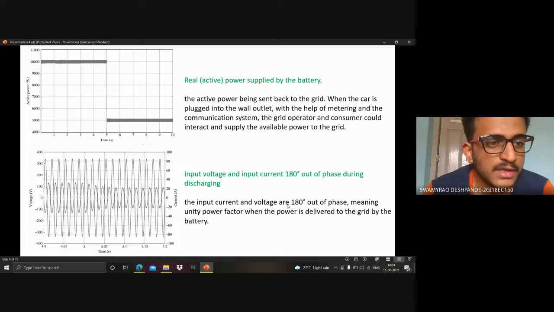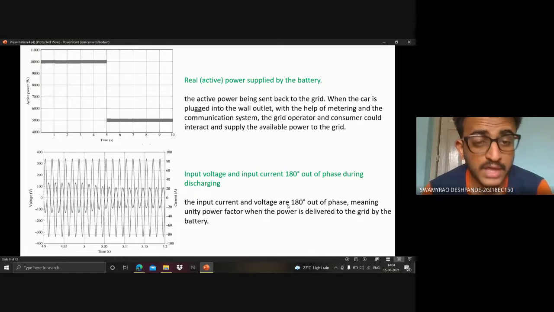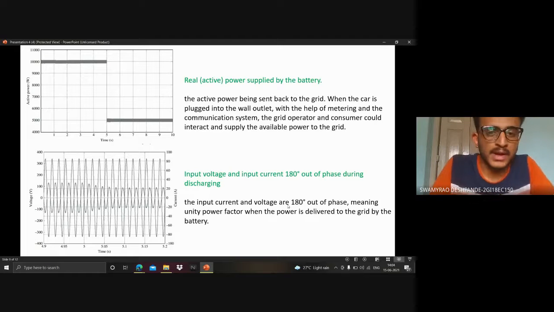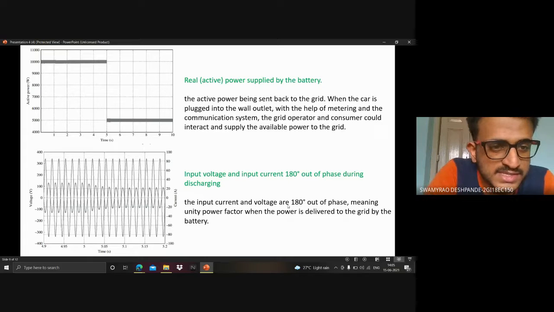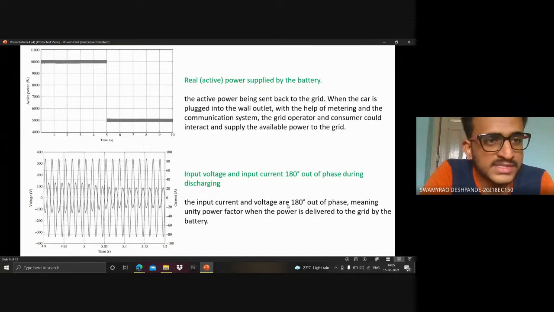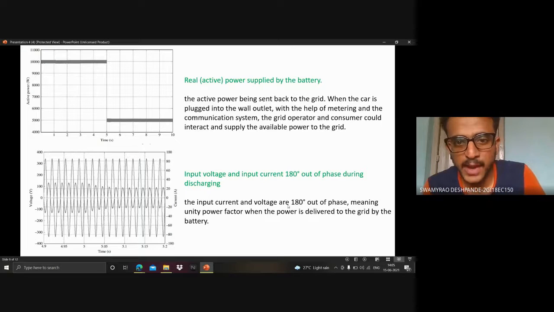Yes, sir. The above diagram shows the real power or active power supplied by the battery, and that power is sent back to the grid. Here, when the car is plugged into the wall outlet, with the help of metering and the communication system, the grid operator and consumer can interact and supply the available power to the grid. Here the x-axis indicates time and the y-axis indicates the active power. Initially, the power is 10 kilowatt. But at time t equal to 5 seconds, it decreases to 5 kilowatt, because the active power is being sent back to the grid.